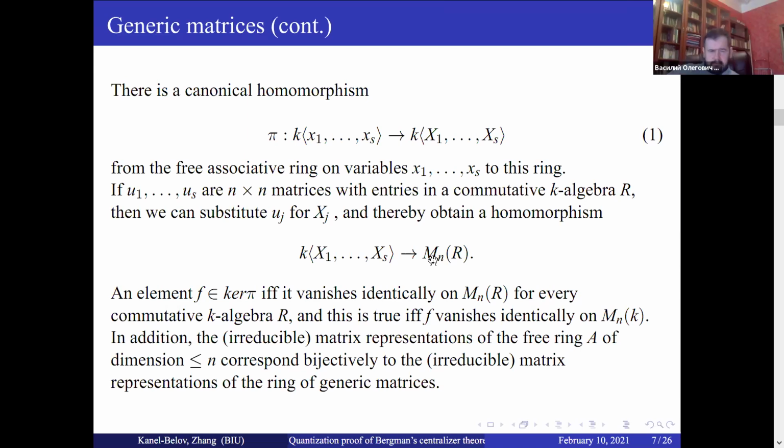So it also means that f vanishes identically for all matrices in the algebra M_n(K), where K is the base field. This gives us any matrix representation of the free algebra of dimension less than or equal to n, corresponding to the generic matrices. So this is the so-called canonical homomorphism.